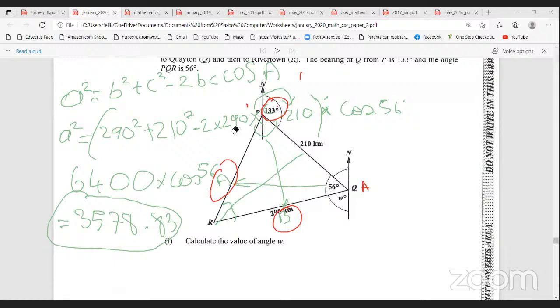And did anyone double check? Gabriel, did you double check to see if 290 squared plus 210 squared minus...? You made a mistake. I can see that before I even go further. So let's do this part again: 290 squared plus 210 squared. Tell me what that answer is.